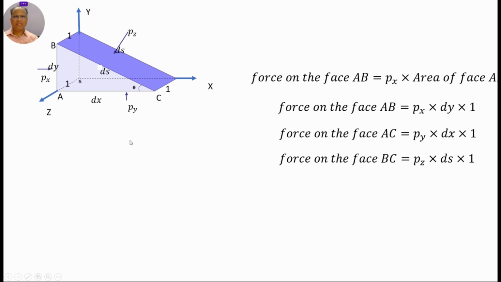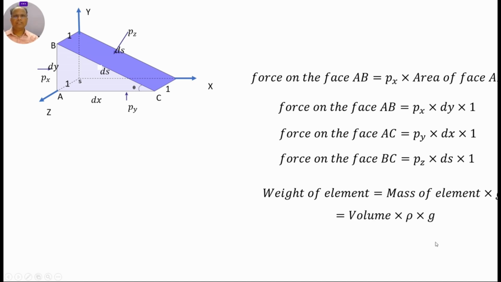Whatever fluid element we have, that fluid element has its own mass. So here we first have to calculate the weight of this fluid element. The weight of the fluid element is the mass of the element into g. The mass of the element is the volume into density into g. The volume is found from the area of this triangle, so this is half into base into its perpendicular distance into rho into g.